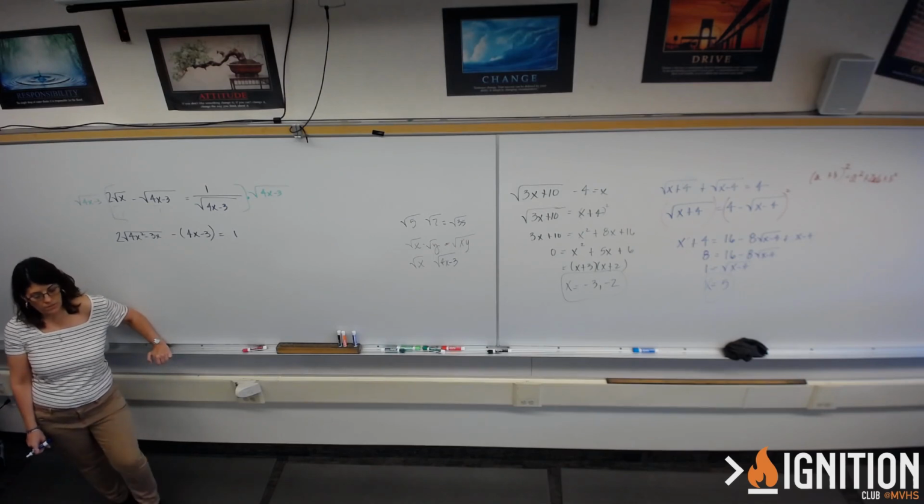Don't square both sides yet. Remove the 4. Isolate the radical.